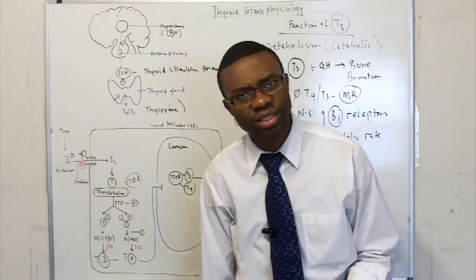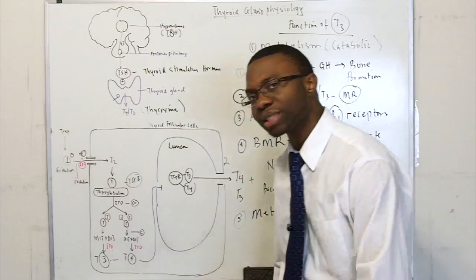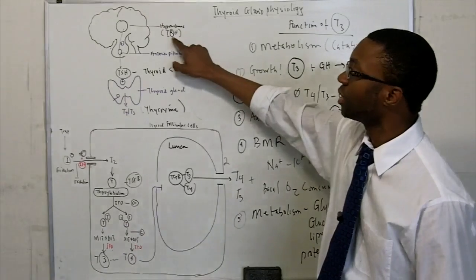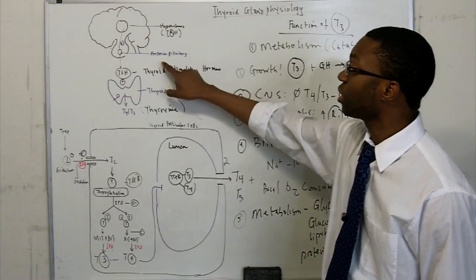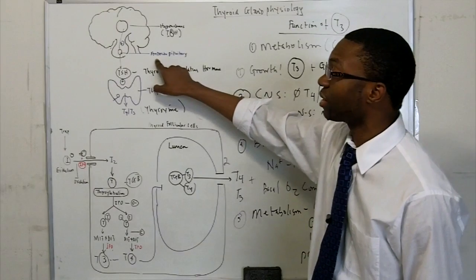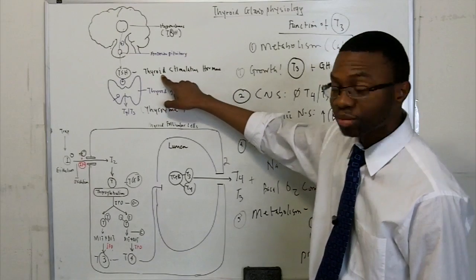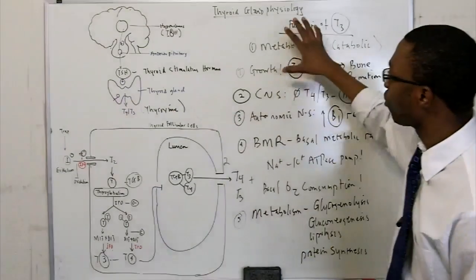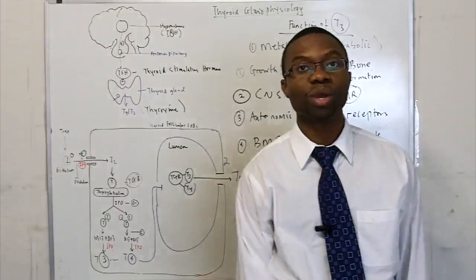I hope you really enjoyed this lecture. And just to summarize, like I always do at the end of my lectures, the hypothalamus makes TRH. TRH is thyrotropin-releasing hormone, telling the anterior pituitary to make thyroid-stimulating hormone, at the end of the day to make T4 and T3, which is responsible for our growth and development.